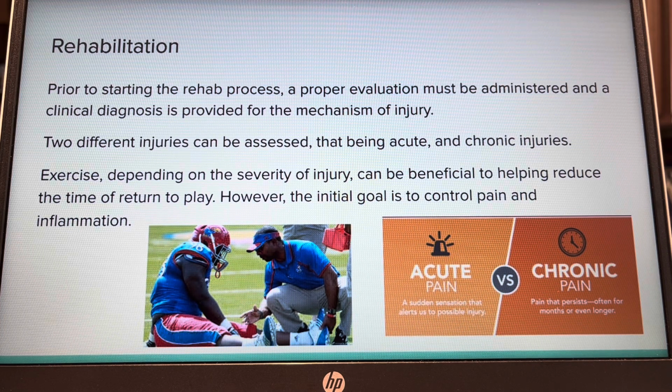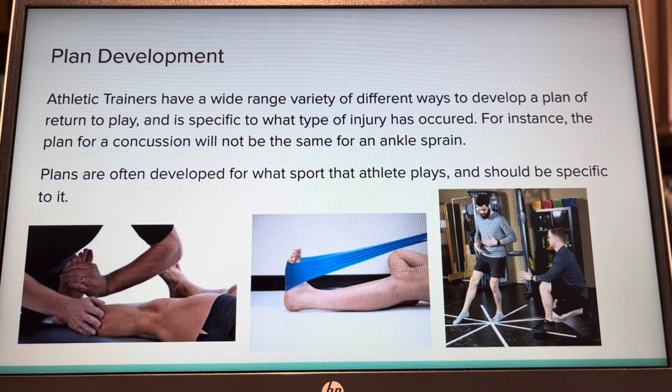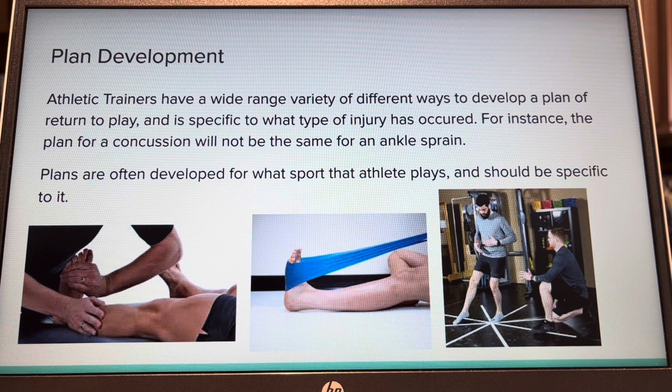However, the initial goal is to help control pain and inflammation prior to anything else. And the job of an athletic trainer is to develop a plan of rehab for their athletes. This can include a wide range of different ways that athletic trainers utilize to help their athletes return to play, and these plans usually are sport specific and will target a specific part of the body that has been put under stress or has been hurt and injured in play.